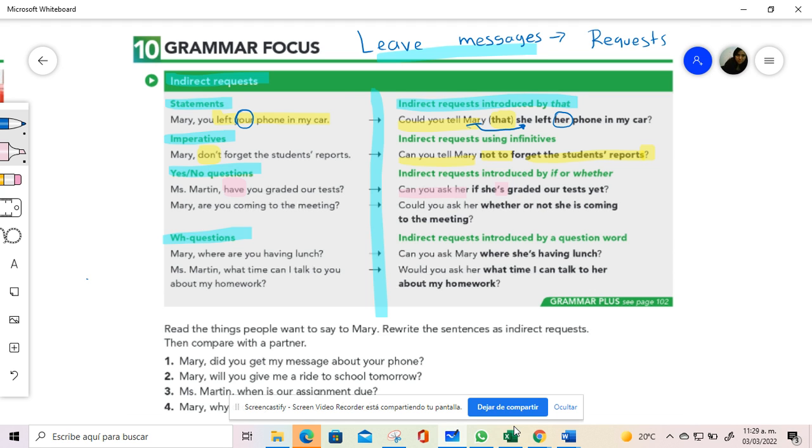In the second example, Mary, are you coming to the meeting? This is my auxiliary: are you? Could you ask her whether or not she is coming to the meeting? In this case, the subject is you, that's why I am using I, but the report is she is coming. And we are adding the expression whether or not, that is similar to if. Could you ask her if she is coming to the meeting?